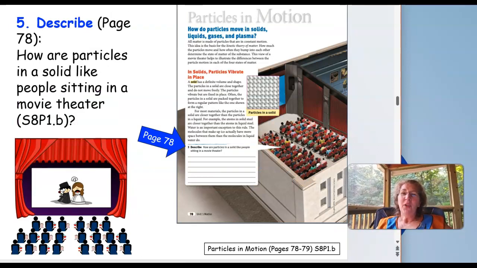On page 5, you have a describe question, and the describe question wants you to think about how the particles in a solid are like people sitting in a movie theater. So pause the video, answer your question, and then come back when you're ready.